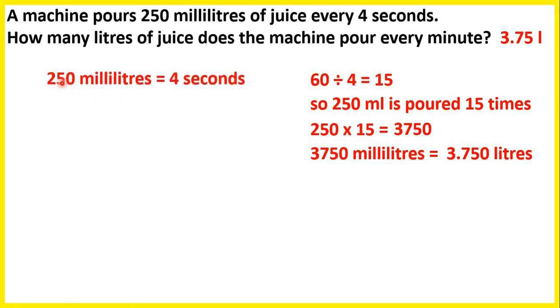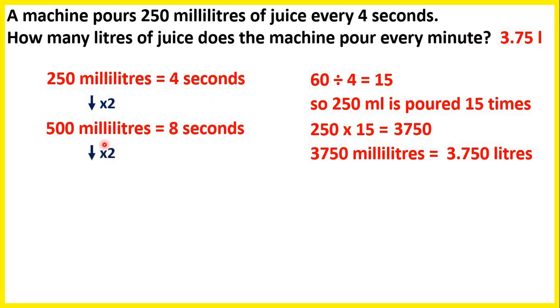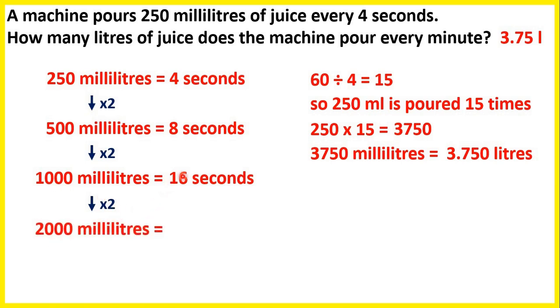So we know that 250 millilitres are poured in 4 seconds. So if we double or multiply by 2, 250 times 2 is 500, and 4 times 2 is 8. So that's 500 in 8 seconds, but we want 60 seconds, so let's double again. Double 500 is 1000, and 8 times 2 is 16. Then, if we double again, 1000 times 2 is 2000, and 16 times 2 is 32.